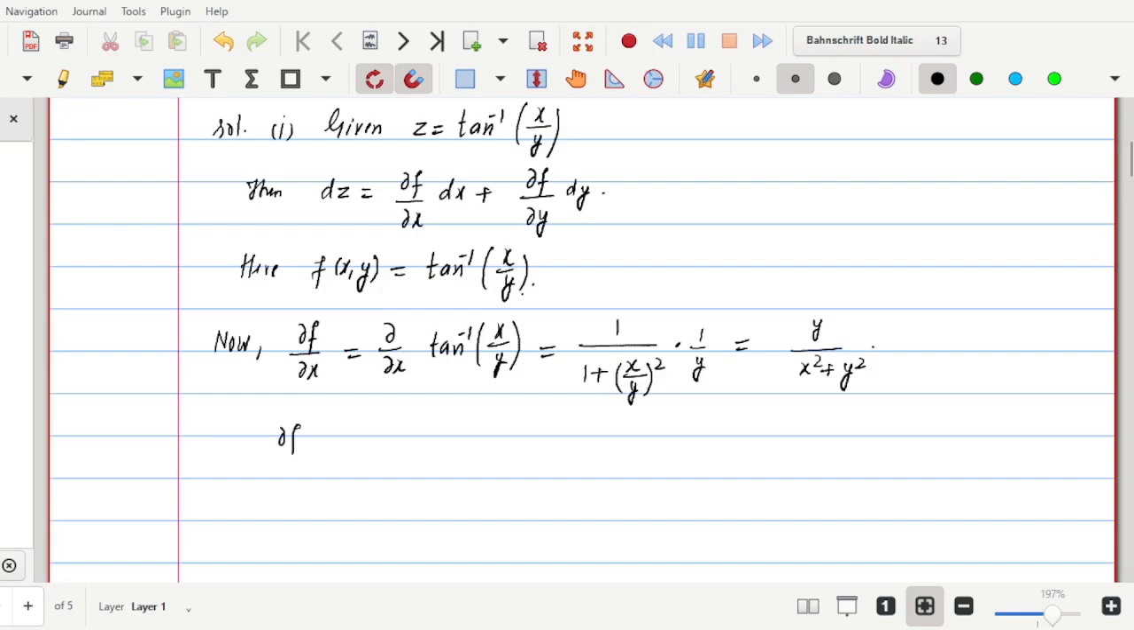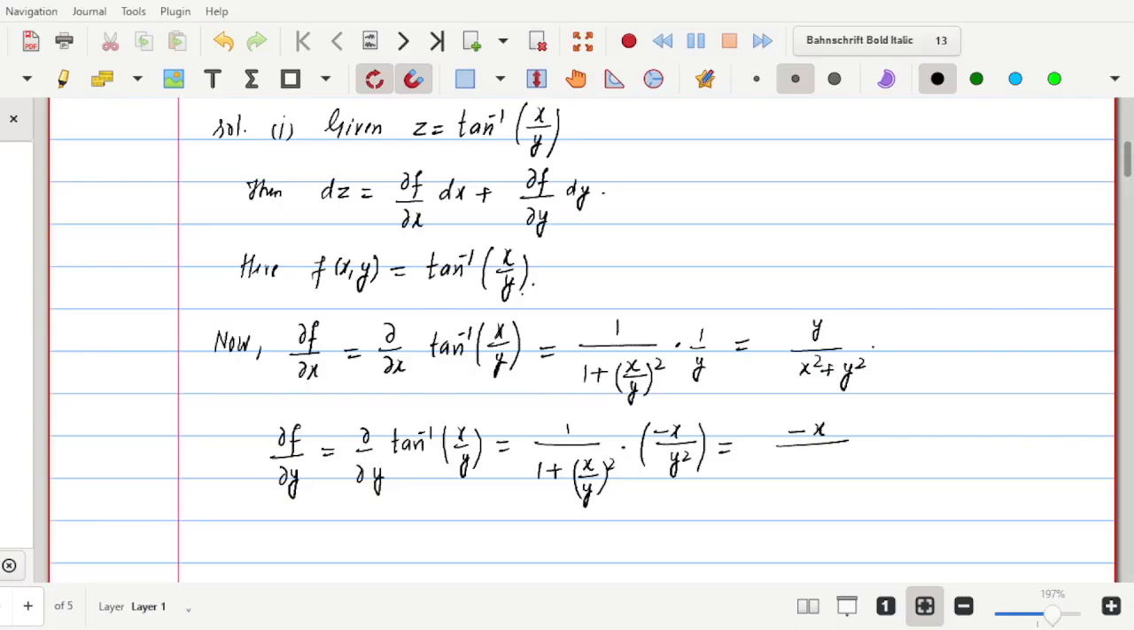Similarly, we can evaluate the partial derivative of f with respect to y, which is del by del y of tan inverse of x by y. Now again the derivative of tan inverse is 1 divided by 1 plus x divided by y whole square, multiplied by the partial derivative of x divided by y with respect to y, which is equal to minus x divided by y square. So finally this becomes minus x divided by x square plus y square. So these are the two partial derivatives of f with respect to x and with respect to y.